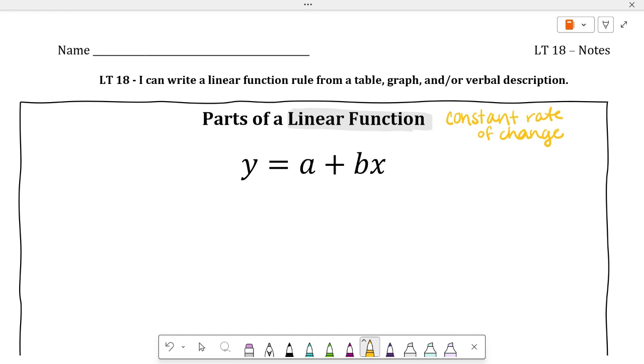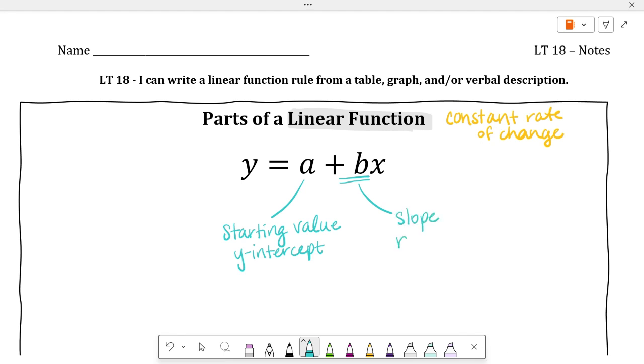All right. Our a value, when we're starting after the equal sign, we start with our starting value. Remember, this is also called the y-intercept. We've practiced this over the last couple of days, and now we're going to put it all together. The b value, the thing with x, and only the number though, only the coefficient, that's our slope or our rate of change.